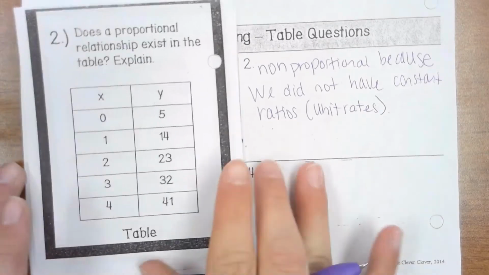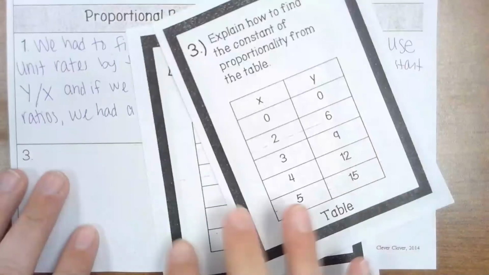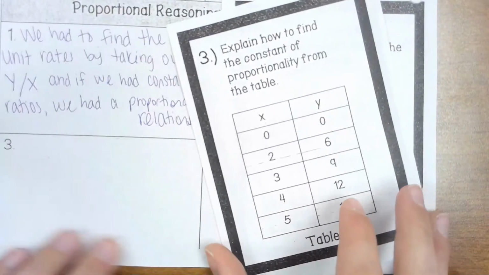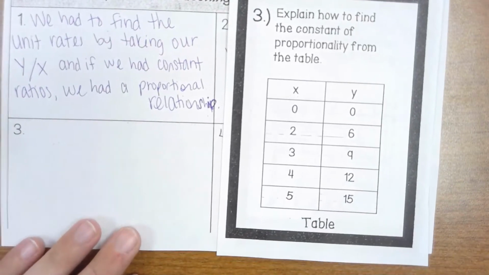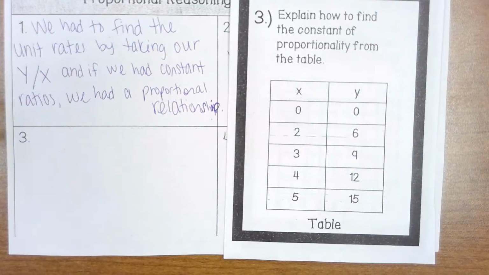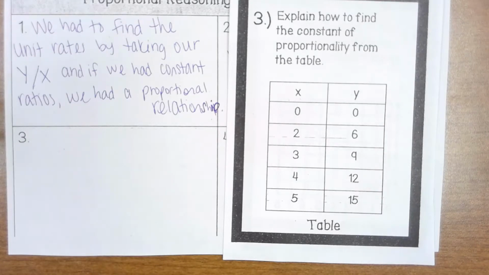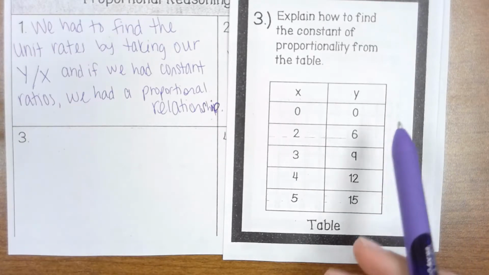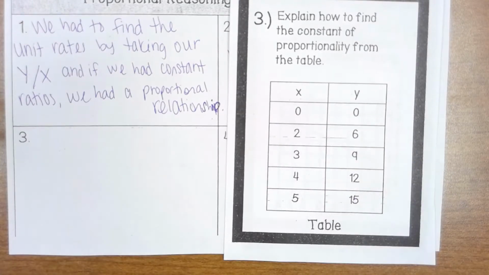All right, moving on to the next one. Explain how to find the constant of proportionality from the table. So again, the constant of proportionality is just finding out what the slope is of the graph. And if we're talking about the constant of proportionality, we know for sure that this is already a proportional graph, so we just need to know what the unit rate is. So again, all that we are going to do is take our y divided by x, finding that unit rate, and then figuring out what that constant of proportionality is.